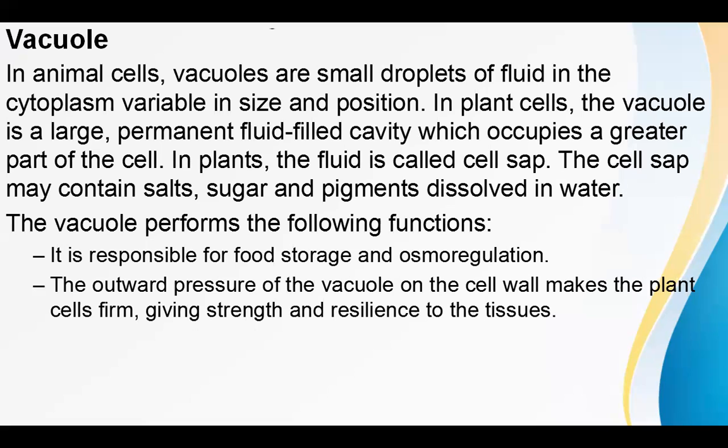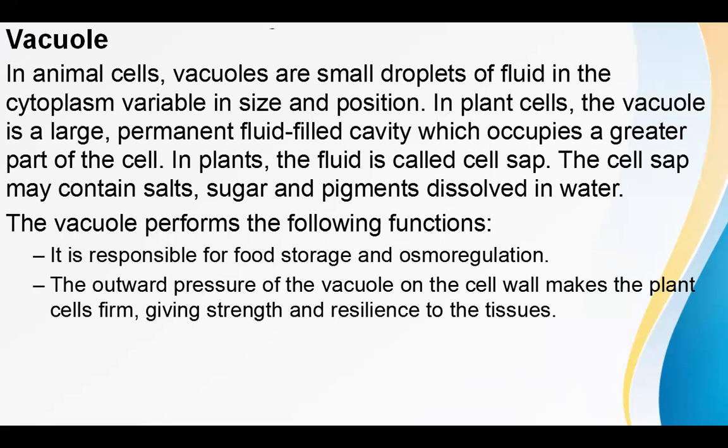Let's see the vacuole. In animal cells, the vacuoles are very small droplets of fluid in the cytoplasm, variable in size and position, while in plant cells, the vacuole is a large, permanent fluid-filled cavity which occupies a greater part of the cell. In plants, the fluid is called the cell sap, and the cell sap may contain salts, sugar, and pigments dissolved in water.